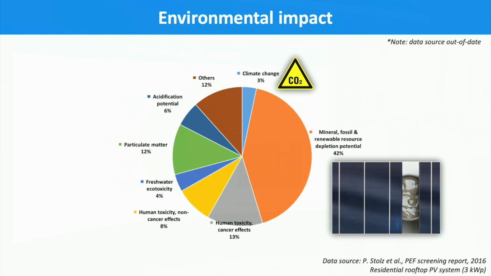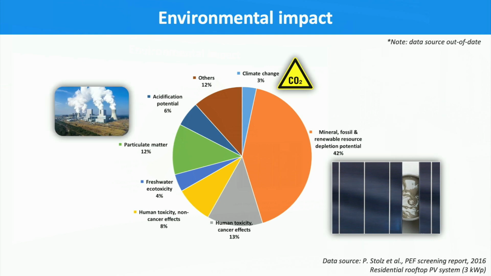For instance, when burning fossil fuels such as hard coal, the resulting emissions of carbon dioxide cause climate change. Ultrafine dust and sulfur dioxides are emitted to the air, causing particulate matter formation potential. The sulfur dioxides, together with nitrogen oxides, are also the causes for acidification potential.